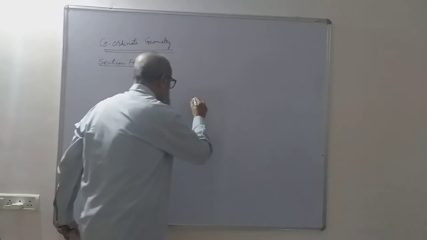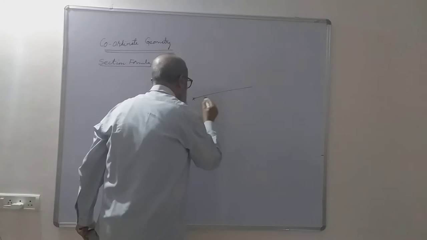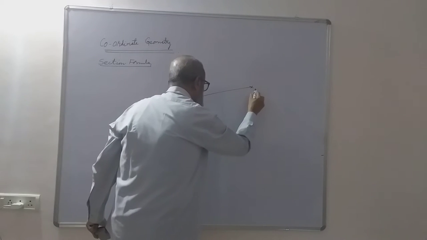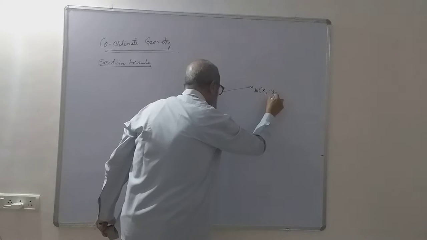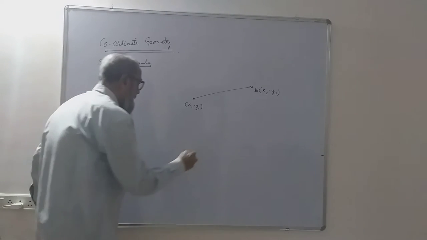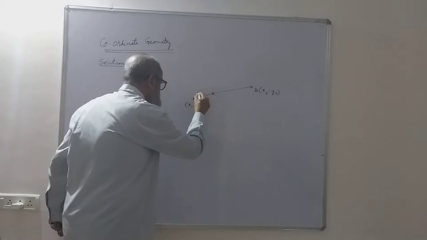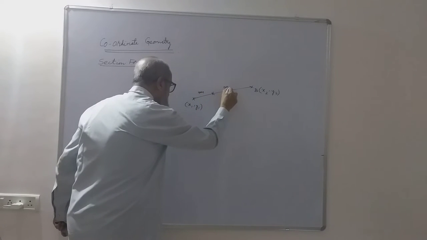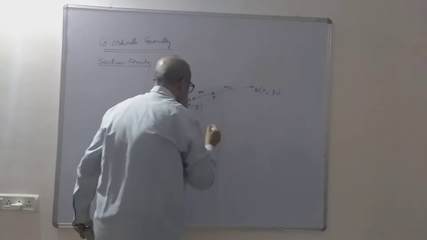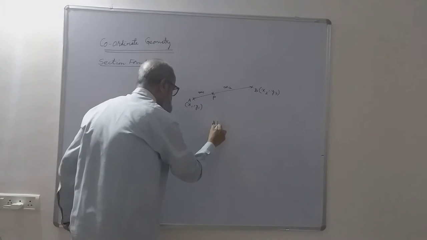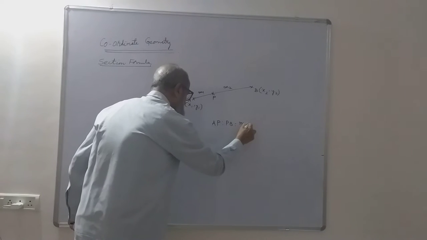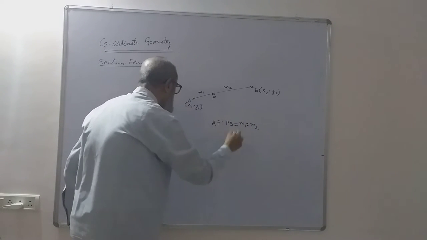Say we have a line segment. One of its ends is A (x1, y1), and the other end is B (x2, y2). These two are known points. We know the ends of a straight line. Now I want to divide it in a given ratio, m1 is to m2. I'll call this point P. This is A, that is B. So AP is to PB is equal to m1 is to m2.